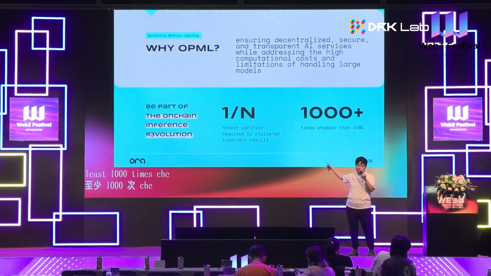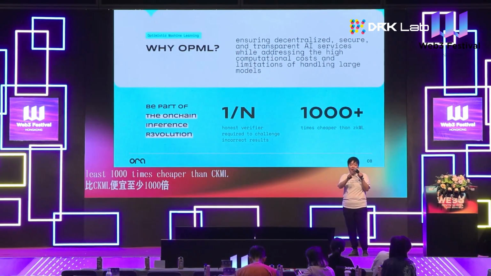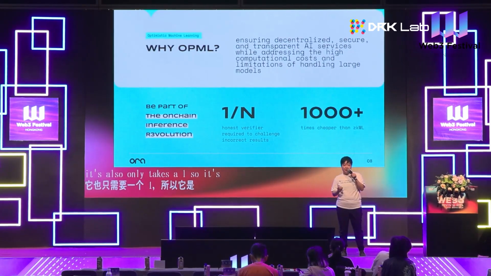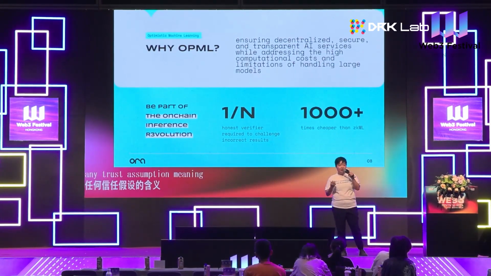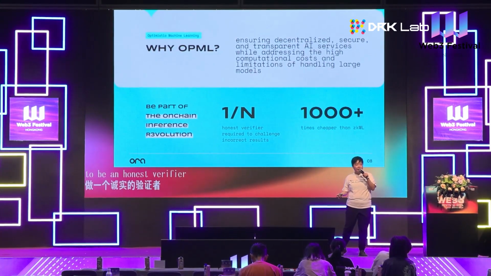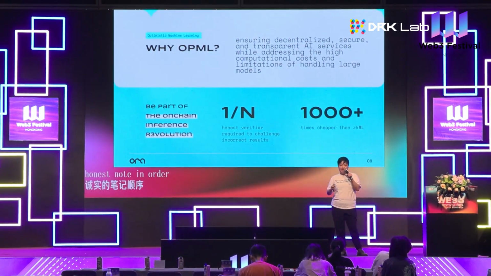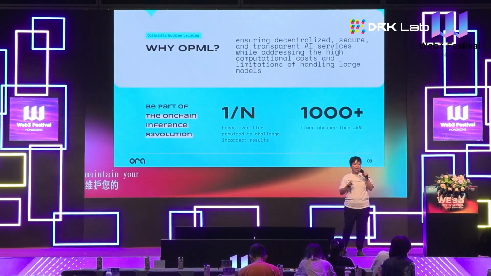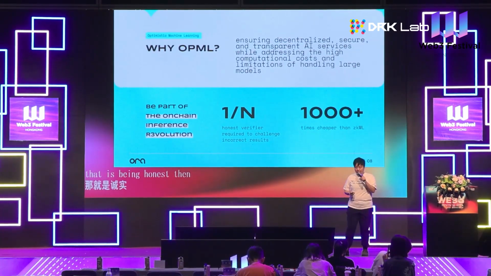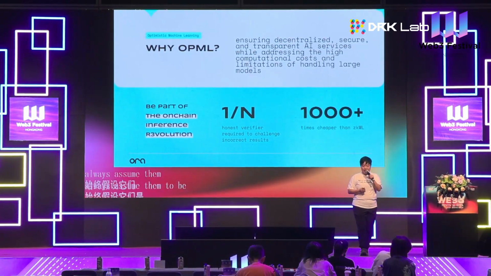It's a one-honest-node trust assumption, meaning it only takes one honest verifier, or one honest node out of your whole network, to keep your network running. As long as there's one node in your network that is being honest, then you can always assume a correct result for your machine learning inference. So that's why we want OPML.